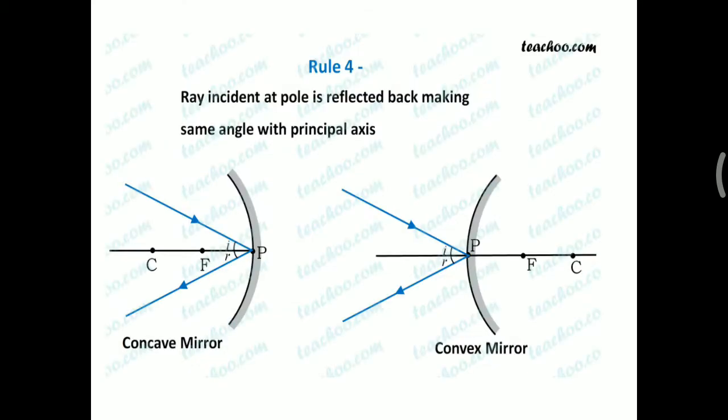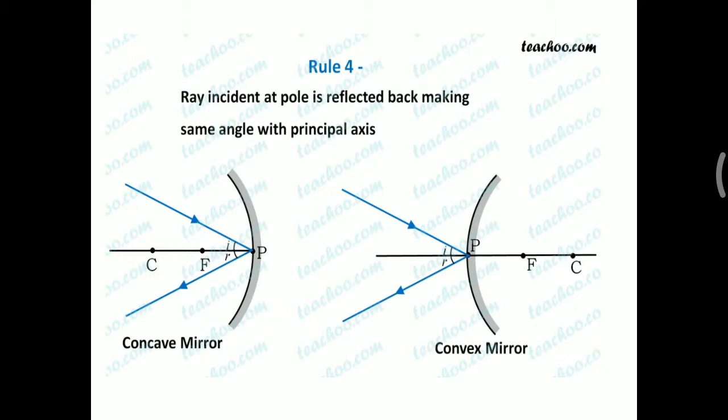The fourth rule: a ray incident at the pole is reflected back, making the same angle with the principal axis. The ray of light incident at the pole is reflected back and makes the same angle. That means the angle of incidence is equal to the angle of reflection, in a convex mirror also.